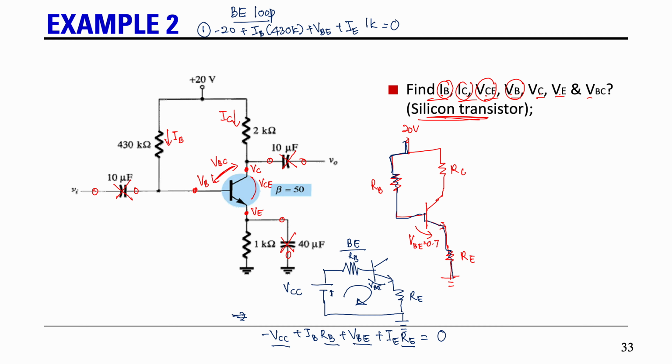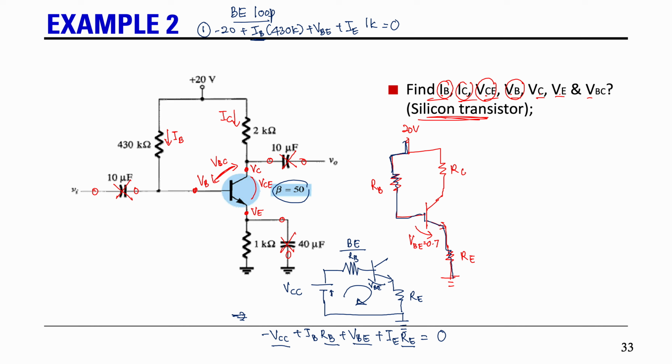And then what else? We have the main formula. Remember the beta is given to us. In this equation we have two unknowns. What are the unknowns? We don't know the value of IB, we don't know the value of IE. So it's difficult to solve if we have only one equation but two unknowns. For us to solve these two unknowns, we need at least two equations.